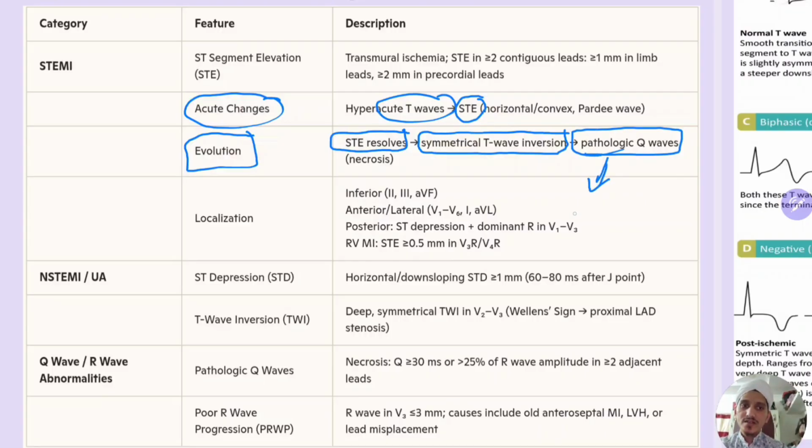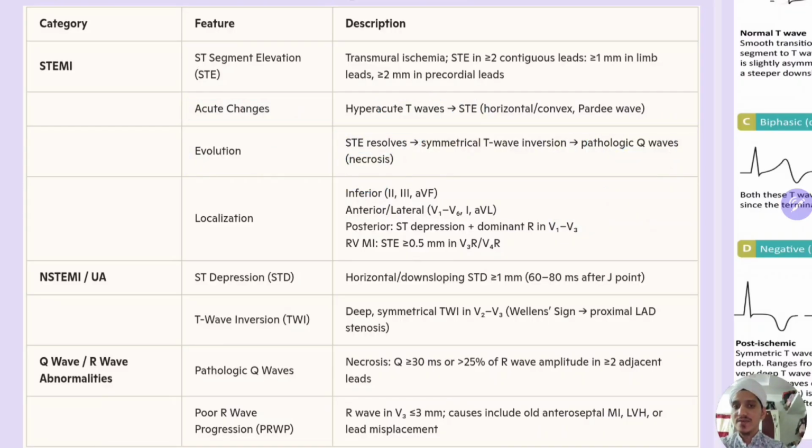The deeper the Q waves, the more is the necrosis. Q wave implies necrosed tissue, so you can't reverse that. So the ST segment will resolve and there will be symmetrical T wave inversion, followed by pathological Q waves. These changes imply necrosis. Q waves mean necrosis, not all Q waves, but pathological ones.